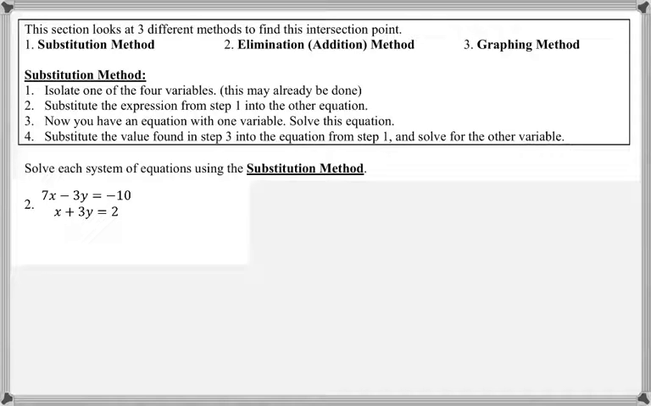On question number 1, we were given a point and asked if it was a solution to the system of equations. On these questions, we're going to be given a system of equations, but we have to find what that point is. And there's actually 3 different methods for doing this.